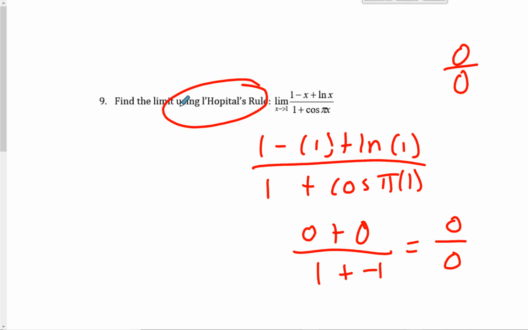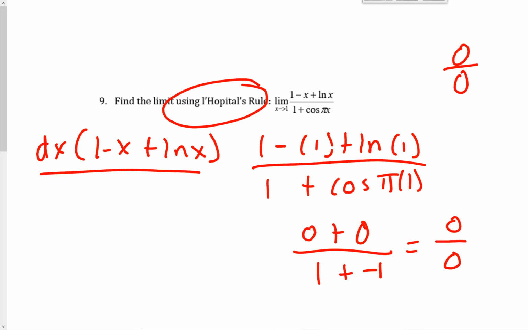L'Hopital's rule means I can take the derivative of the top over the derivative of the bottom. And then I can go ahead and plug in my x. I can plug in my 1 again into these two derivatives and see if I get 0 over 0. I'm looking to get a number over a number. Or even if I get 2 over 0, perfect, that's okay, it's undefined. I just can't have 0 over 0, infinity over infinity, that kind of thing. Those indeterminates.